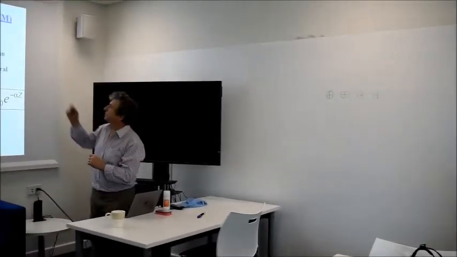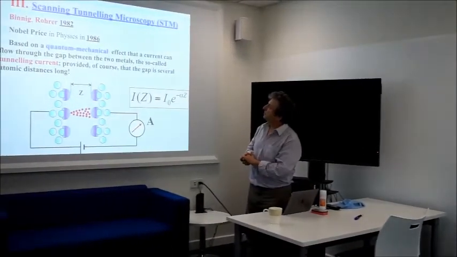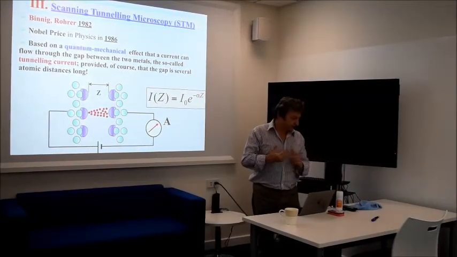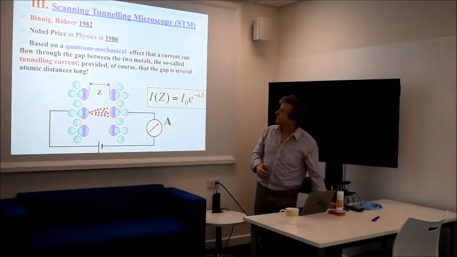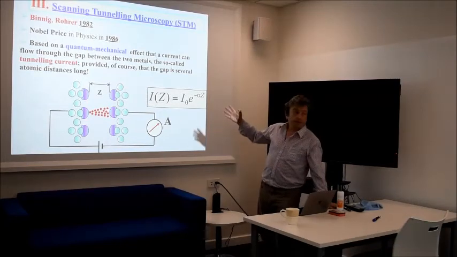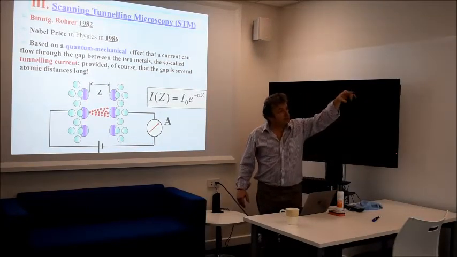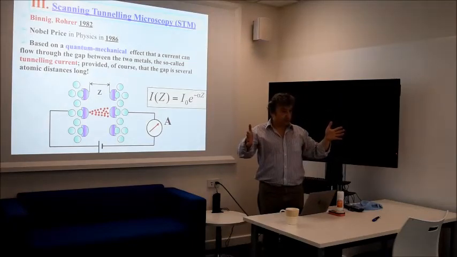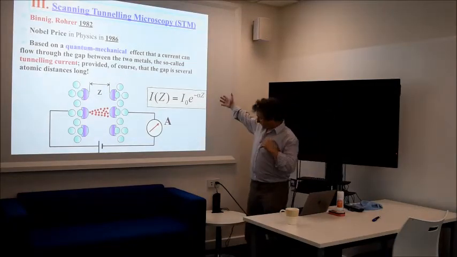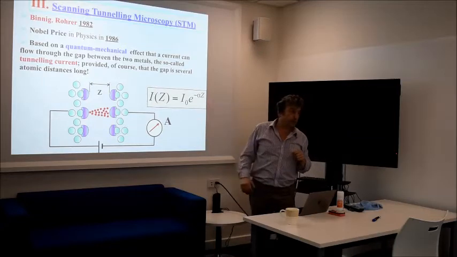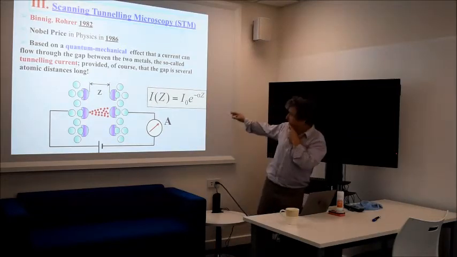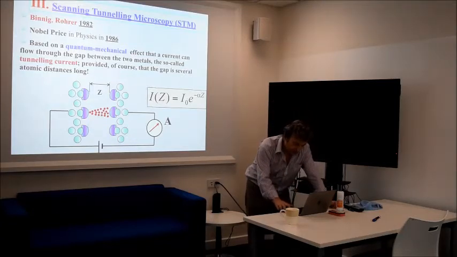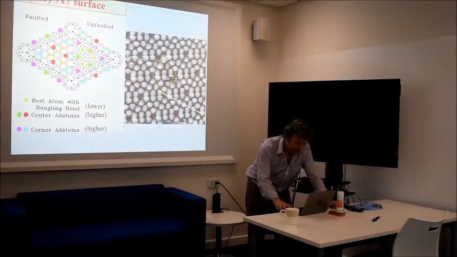Of course, you know that a Nobel Prize was given to Binnig and Rohrer, who developed this device in 1982. From here it's clear that the current would decay very quickly as you separate these two surfaces from each other. In fact, it is very well described by the exponential function. Here, z is the distance between these two surfaces. So that's basically the idea of the device.